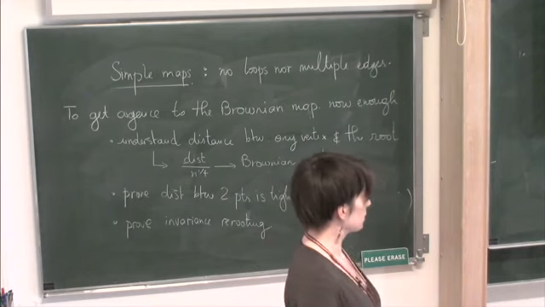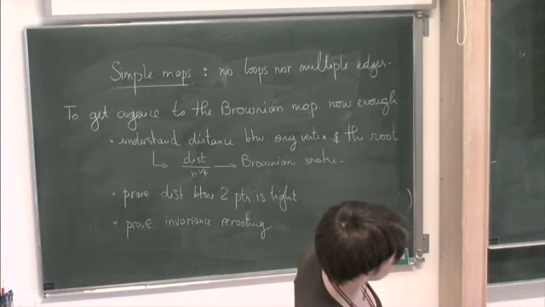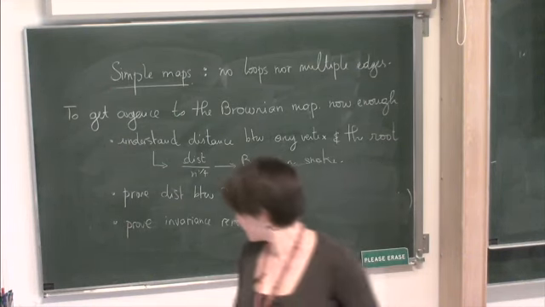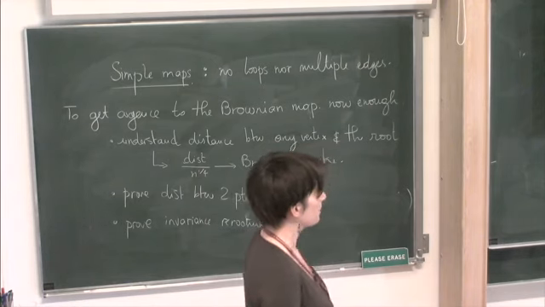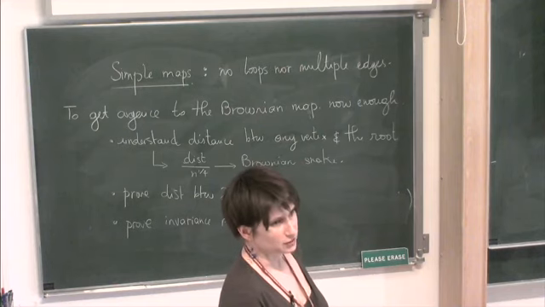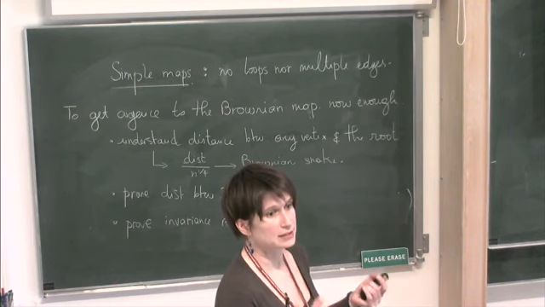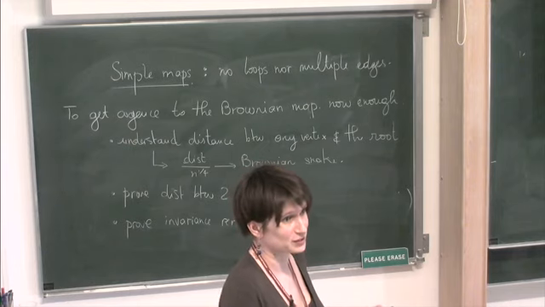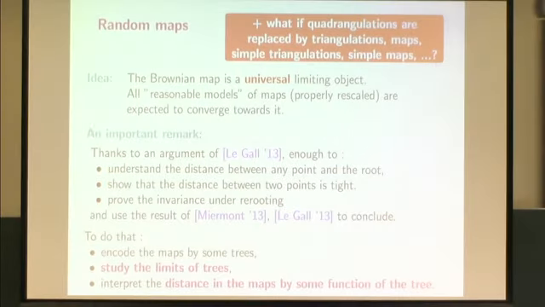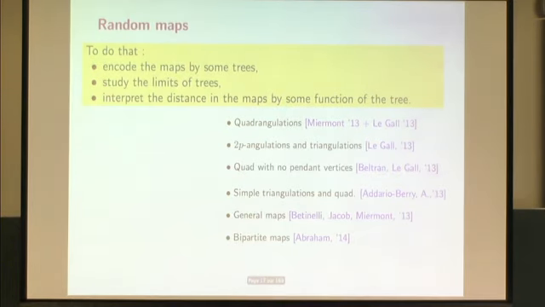To do that, we're going to encode the map by some trees, study the limit of trees, and then try to relate distances in the maps by some function of the tree. It's always the same strategy. Basically, find some trees, study the trees, come back to the map. So let's see what kind of trees we can have, what kind of bijections between maps and trees we can have.